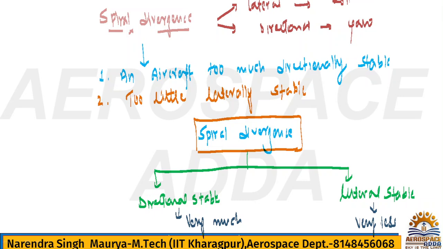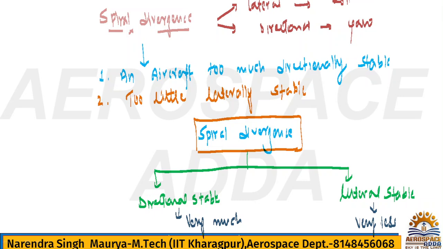So what will happen in this situation? Suppose a disturbance came and hit the airplane. If the airplane is directionally too much stable, then once the disturbance comes to starboard, it will try to yaw to the starboard, which means the airplane will move towards the starboard. Because it is too much directionally stable, it will try to quickly eliminate the yaw motion caused by the disturbance. It will come back to its original position. That's the meaning of it.